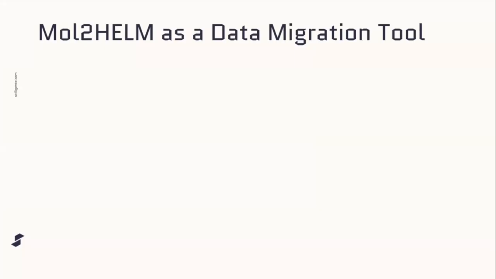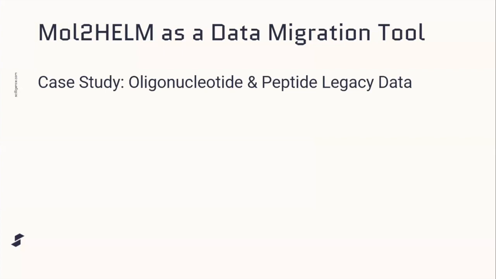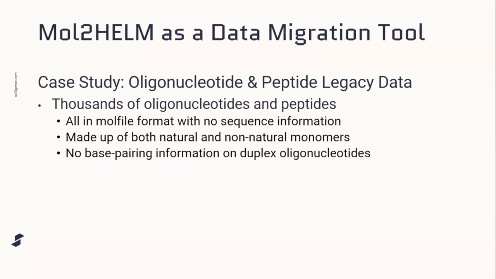So in this project, the client had oligonucleotide and peptide legacy data. They had thousands of oligonucleotides and peptides, all in mol file format with no sequence information. These oligonucleotides and peptides were made up of both natural and non-natural monomers, and there was no base pairing information present on the duplex oligonucleotides. So this presented a unique challenge that multi-HELM was equipped to handle.